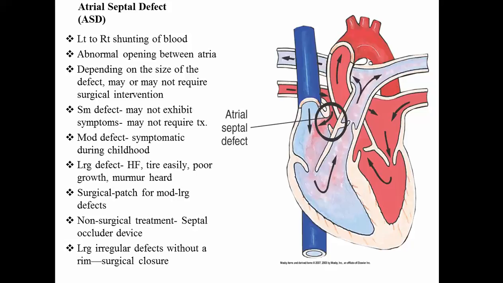The first treatment would be non-surgical treatment, where the defect will be closed with a special device during cardiac catheterization, or they would put a surgical patch to close the opening. They would use a Dacron patch or a pericardial patch for moderate to large defects. I'm not going to really focus on the surgical interventions. I'm just going to focus on the defect and the signs, symptoms, and the nursing care and management.